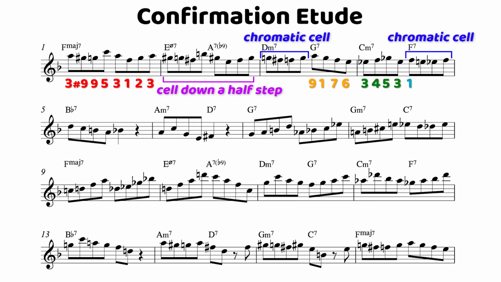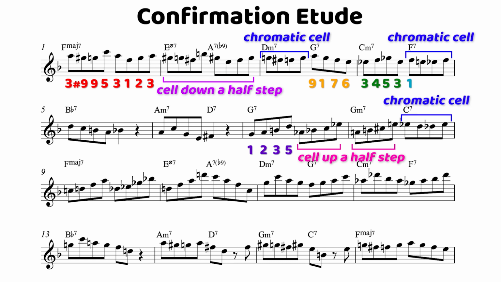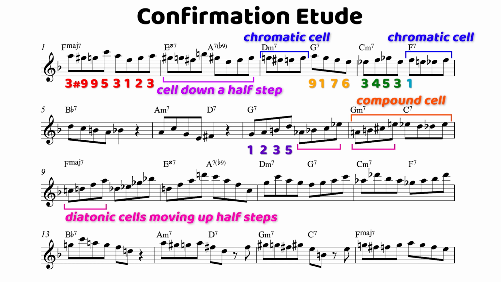Another interesting part of this particular etude is measures 7 and 8. Of course, you have these diatonic cells in measure 7. We're going 1, 2, 3, 5, and of course we're shifting that up a half step. Now in measure 8, we've shifted up a couple of half steps, and then we finish off the measure with a chromatic cell, making that measure a compound cell. This then shifts into the next measure, which also features diatonic cells moving up in half steps. So we are connecting the dots once again with this chromatic cell.